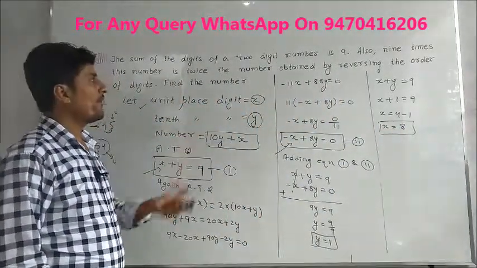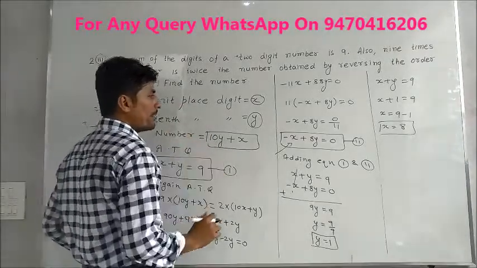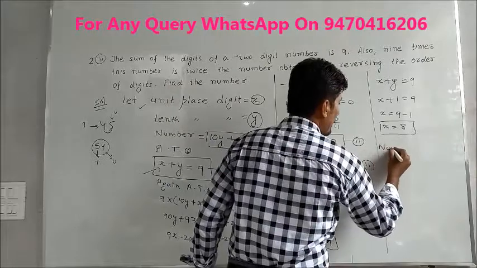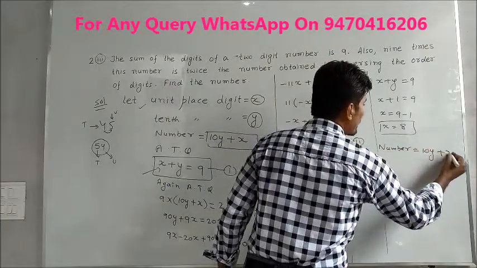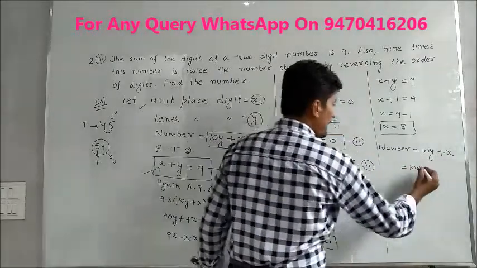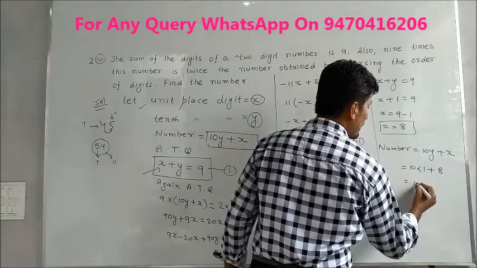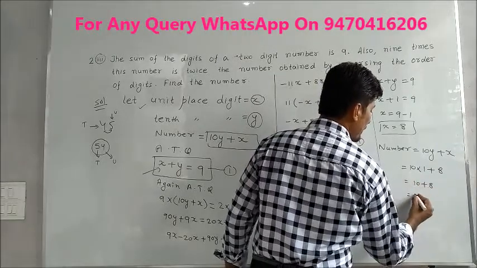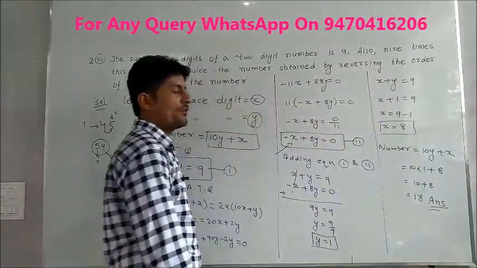According to the question, find the number. So the number is 10y plus x. We can write here number equals 10y plus x. 10 will be as it is, and in the place of y we can write 1, plus x, 8. So we can write here 10 plus 8, or we can say 18. So this is the final solution of this question.